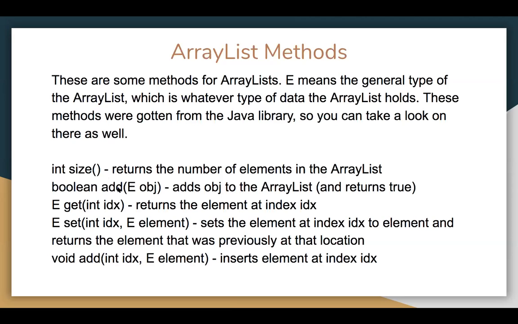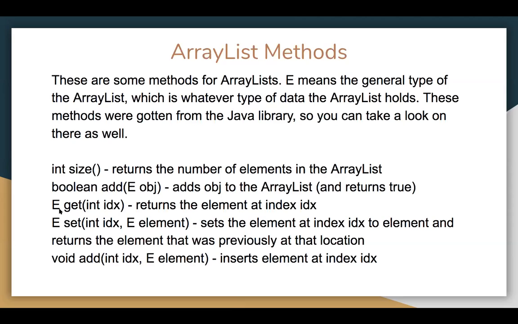Next one we have is Boolean add. And then in here, we have an E object. So this is saying that the name is add. And this object in here, well, this is the name of the object. This is whatever type your array list contains. And so what this is saying is that for this add method, you have to have a parameter of whatever type your array list contains, a name of the object, and then this adds object, so this here, to the array list, and returns true if it added. So this is what this Boolean means. It's just returning a Boolean.